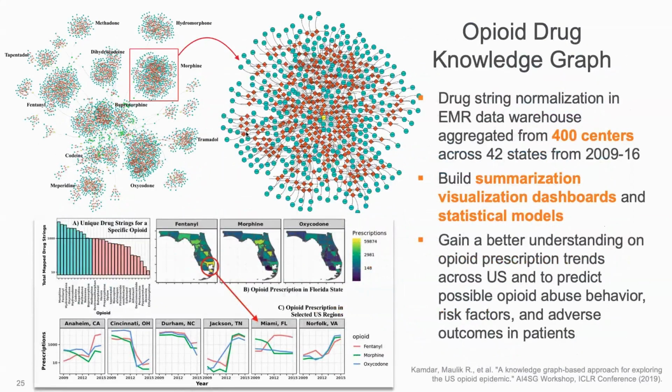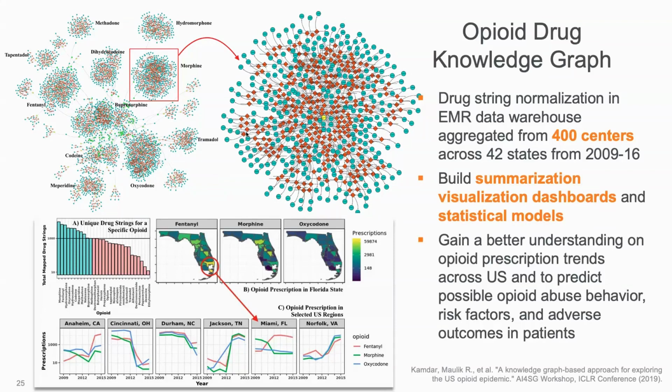So when I was at Stanford, we were approached with this problem around drug string normalization. We worked with this non-profit organization called Foundation for Precision Medicine, where they had an EMR data warehouse where data was aggregated from more than 400 centers across 42 states from 2009 to 2016. And so they wanted to develop summarization, visualization dashboards, and statistical models to gain a better understanding of the opioid prescription trends across the US and to predict possible opioid abuse behavior, risk factors, and adverse outcomes in patients.